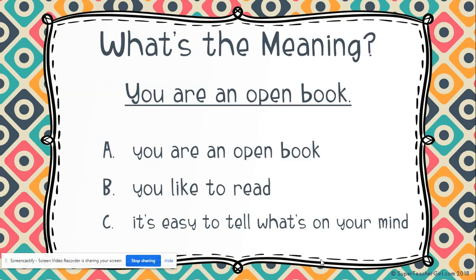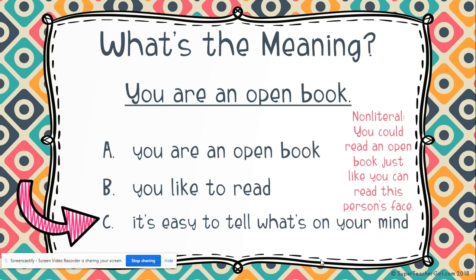You are an open book. What does it mean? A, you're an open book. B, you like to read. Or C, it's easy to tell what's on your mind. Answer C. It's non-literal again. You could read an open book just like you can read this person's face.